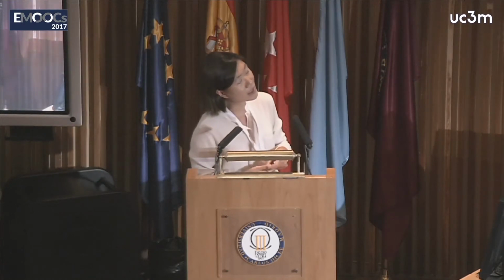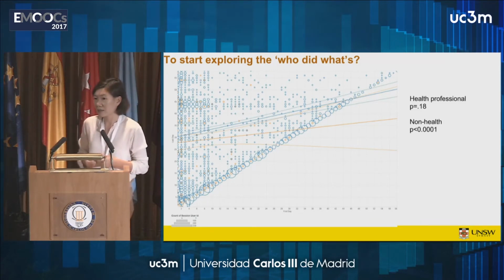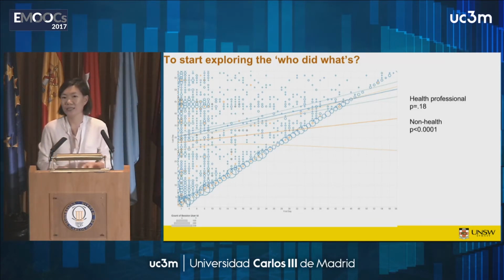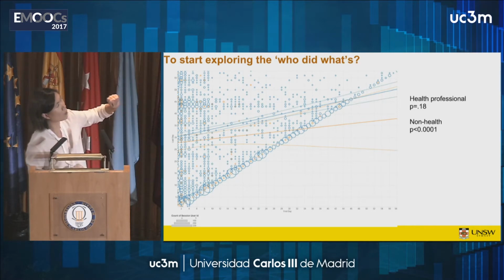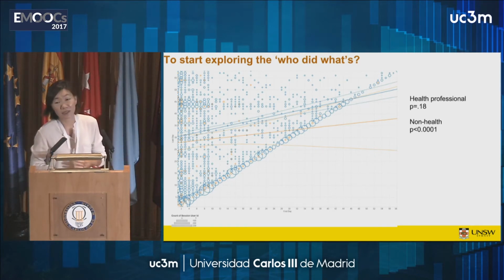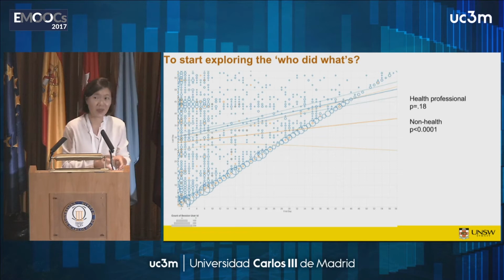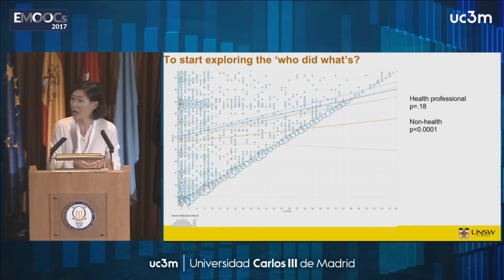And what's also important is the linear regression model shows a significance in predicting their last day. For the non-health professionals, the p-value is so much less than 0.01, and that means the first day significantly predicts their last day. And for the health professionals, the p-value is greater than 0.05, and it means it doesn't predict. What that means, in other words, is that health professionals are more likely to stay with the course.